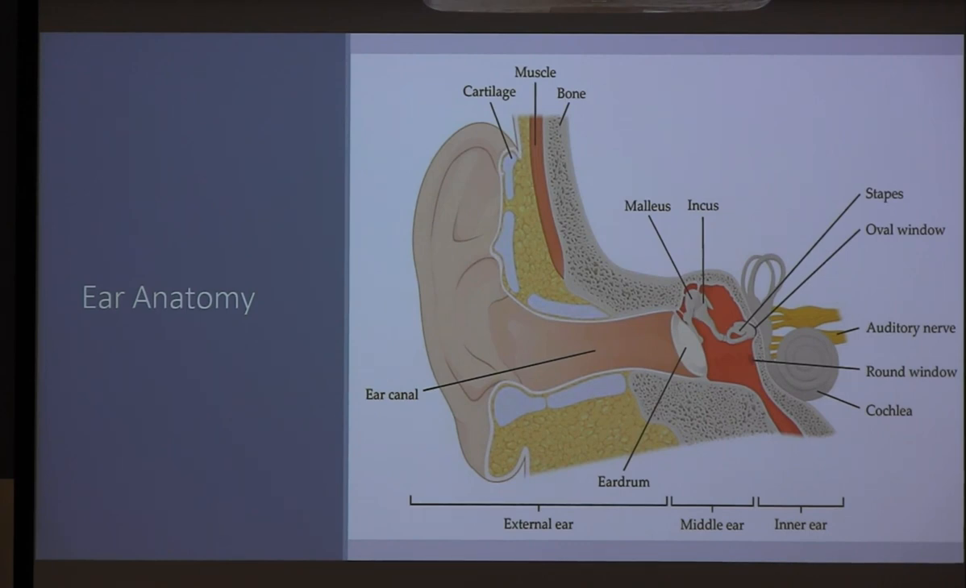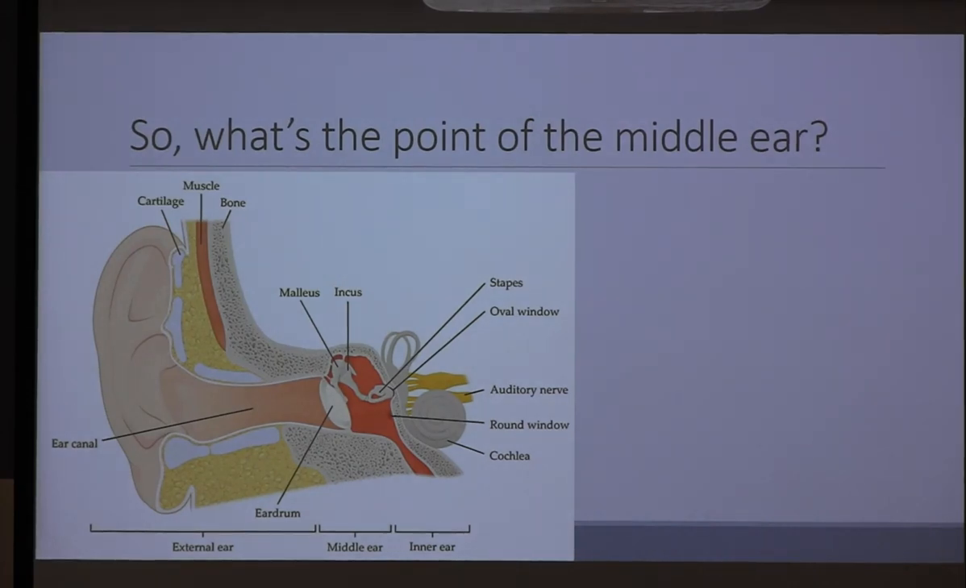First, I'll talk about the middle ear, actually. A good question that might come up is, what's the point of the middle ear? You have these three little bones in here. These are actually the tiniest, the smallest bones in the body.